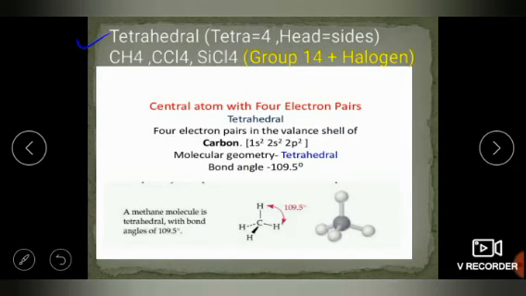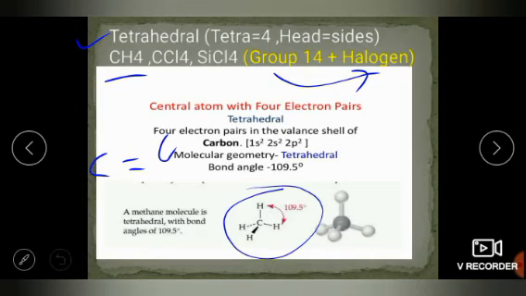Third type of shape is tetrahedral. Tetra means 4, hedral means side. CH4, CCl4, SiCl4. It means members of group 14 with halogen, the carbon family with halogen, will make a tetrahedral shape, in which carbon has 2 electrons in the inner shell and 4 electrons in the outermost shell. Suppose carbon is 6, so it means 2 and 4, and 4 is the outermost shell. Bond angle is 109.5 and the shape is tetrahedral.